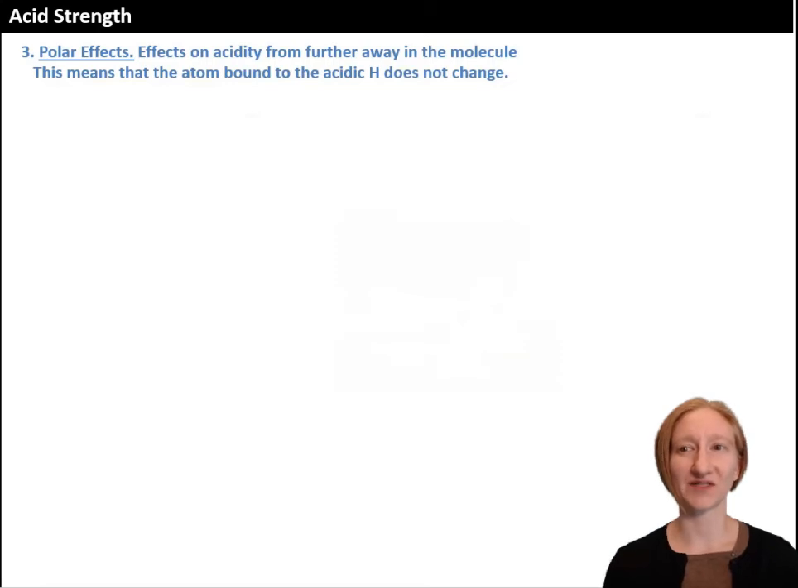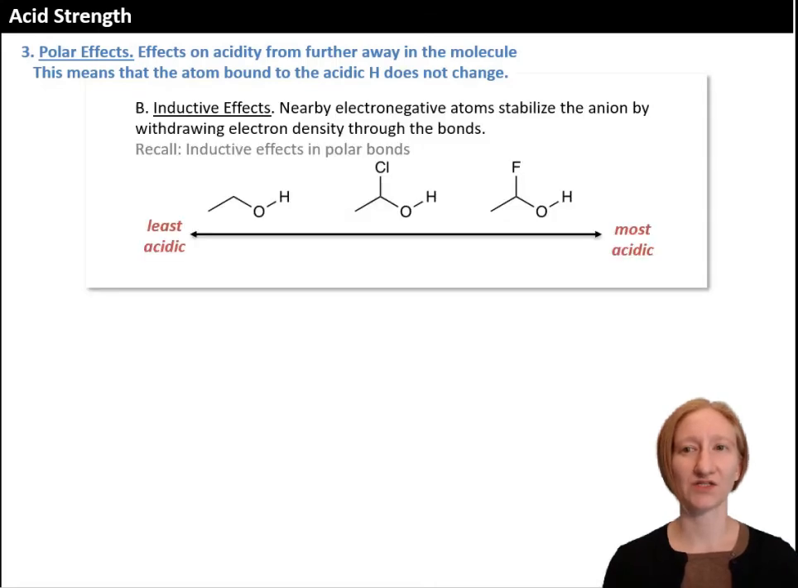Another type of polar effect that will influence acidity is inductive effects. These are the influence of nearby electronegative atoms that help stabilize the negative charge by withdrawing electron density through the bonds. So comparing a series of alcohols where we have no electronegative atoms, then a chlorine, and then a fluorine, the case on the right with the fluorine will be the most acidic because the electronegative atom inductively stabilizes the charge that results when the acid loses its proton.